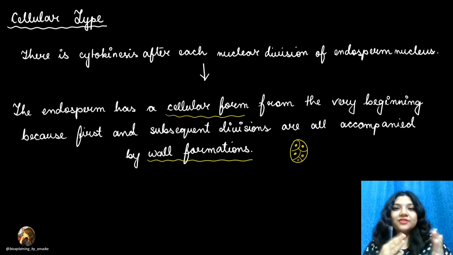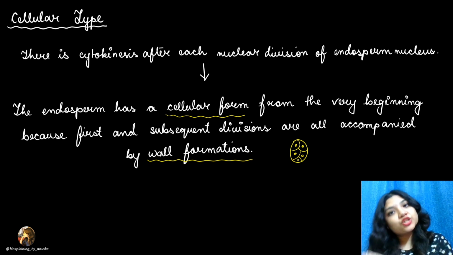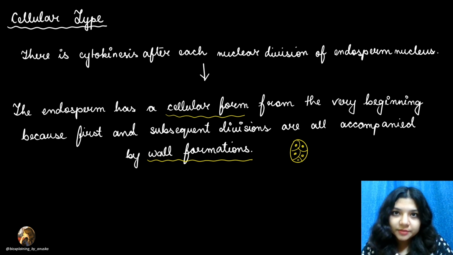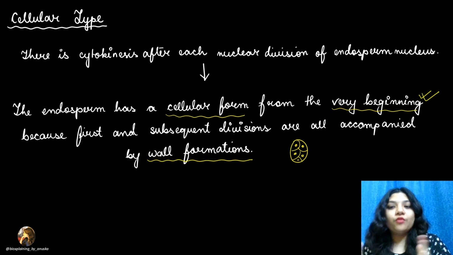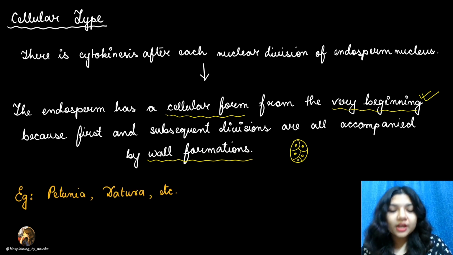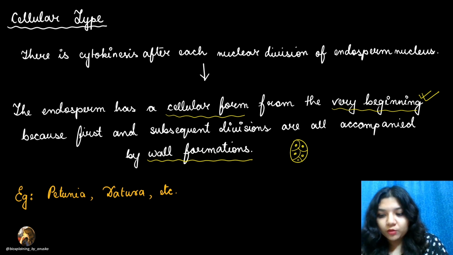So can you understand the difference? In free nuclear, we have seen that the nuclear divisions kept on happening one after the other. Only much later did the cell wall formations occur. But in case of the cellular type, right from the very beginning, the cell wall formations were occurring. Okay, so this we can find in case of petunia, in case of datura, etc. So we are done with the two types of endosperm. First is the free nuclear one. Second is the cellular type. Let's go to the third type now.